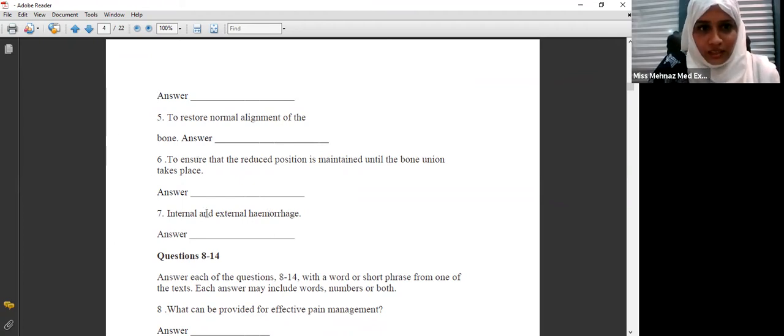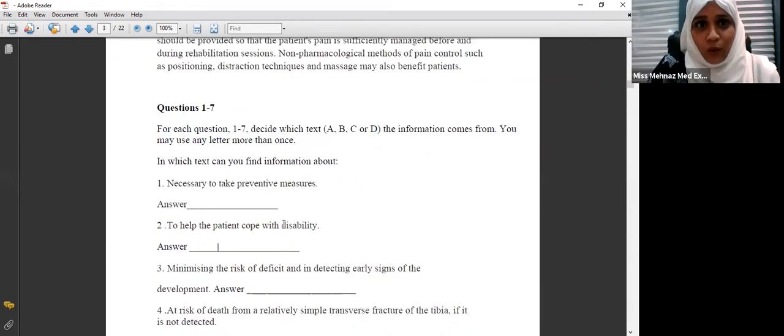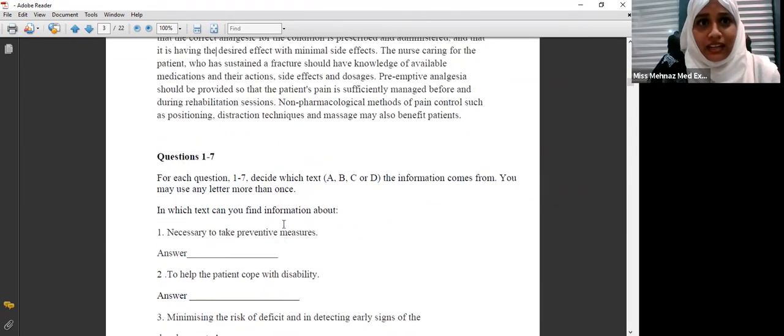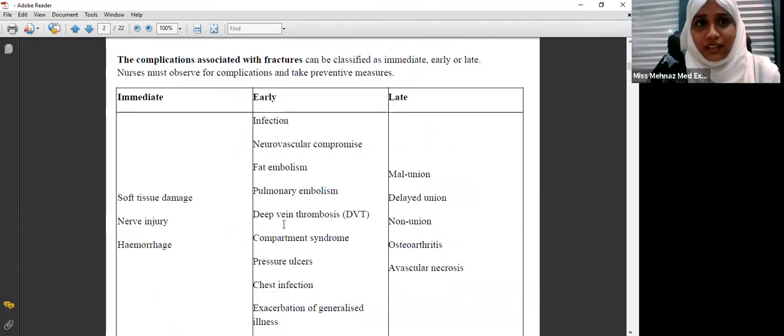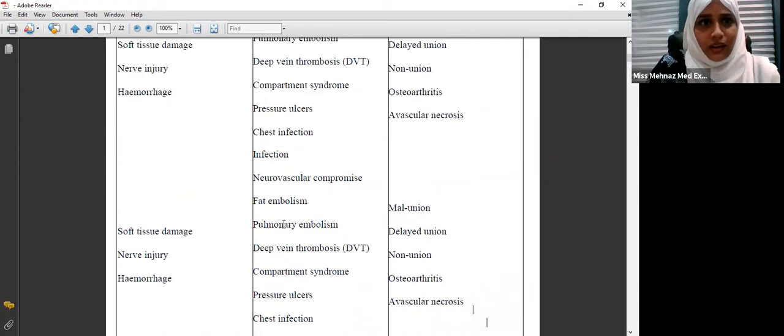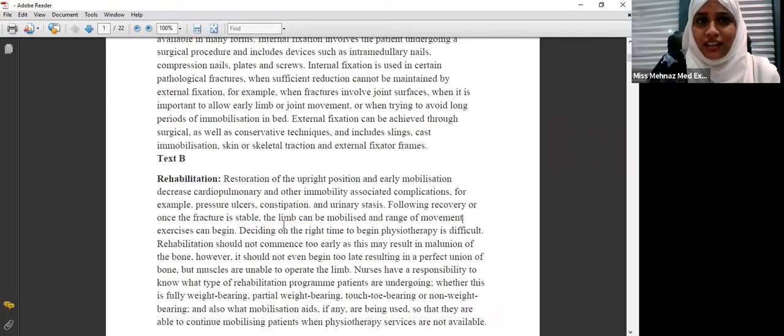So let's take the last one. It's internal and external hemorrhage. When is an internal and external hemorrhage? You can just read it. Obviously, it's not going to be in management. Can it be in rehab and reduction? No, obviously the answer is going to be in Text C. A hemorrhage is a complication. So this is how you need to look into it.